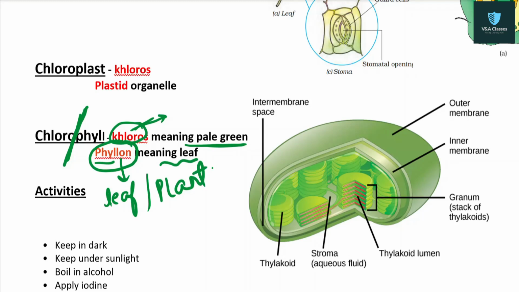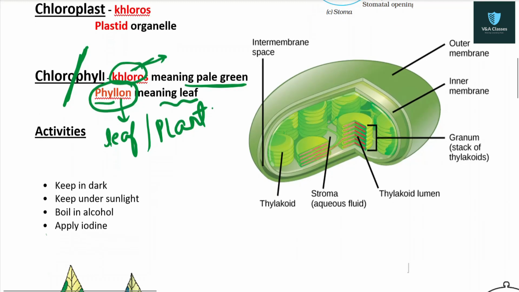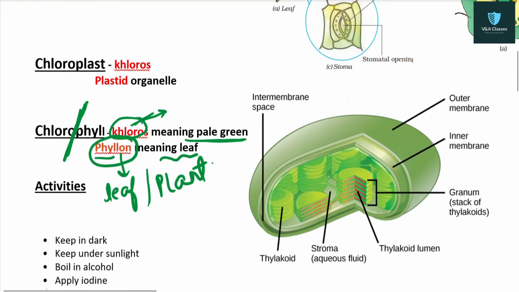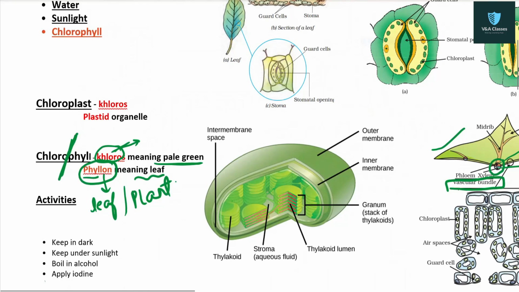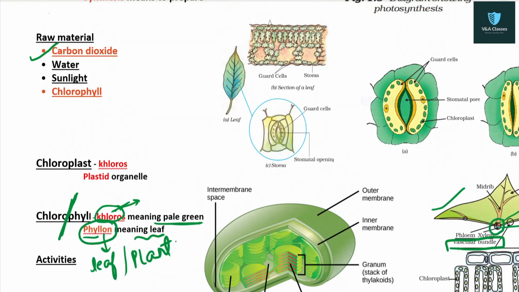So what is chlorophyll? It is a green colored pigment which is present in the plants. This pigment is responsible for the absorption of sunlight. Because animals can also acquire carbon dioxide, they can acquire water, they can acquire sunlight. But what is that single thing which differentiates plants from an animal? It is chlorophyll. It is because of this absence of chlorophyll that the animals cannot make their own food.